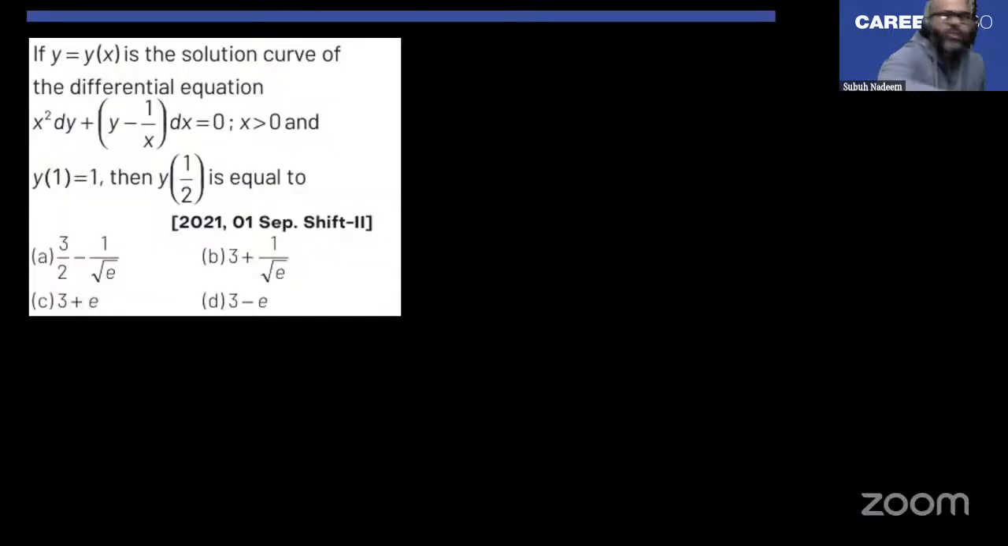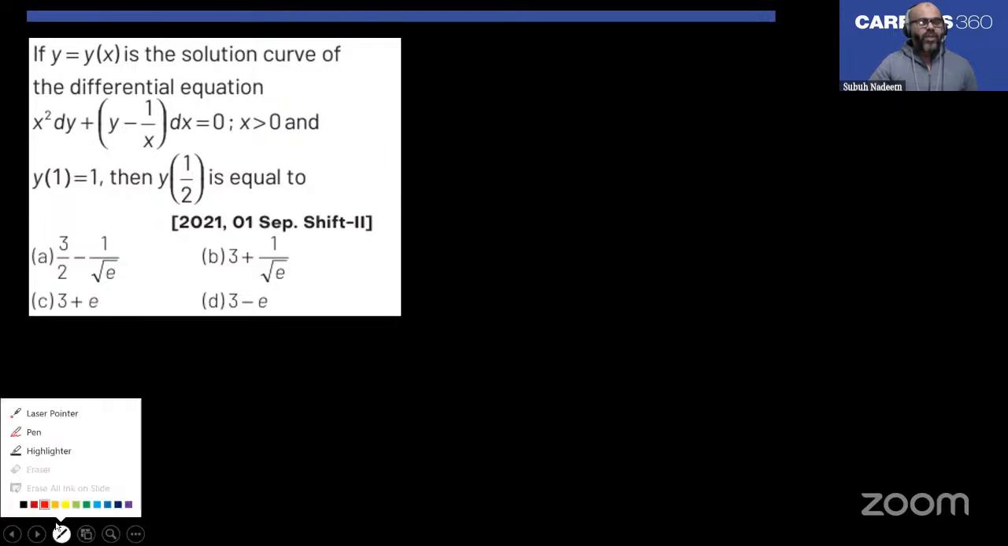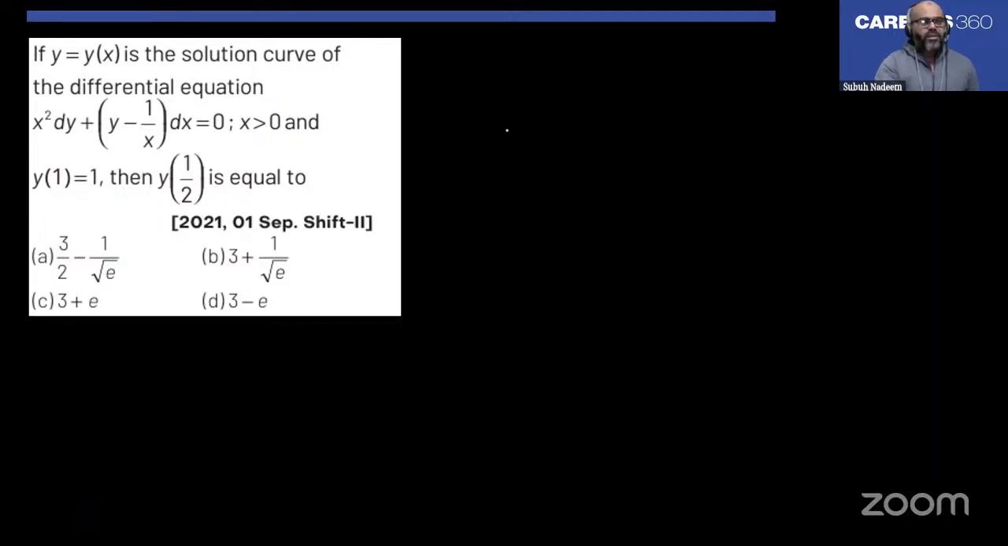So this is today's first question. If y equal to y(x) is the solution curve of the differential equation x square dy plus (y minus 1 by x) dx, x is greater than 0 and y(1) is equal to 1, then y(1/2) is equal to.